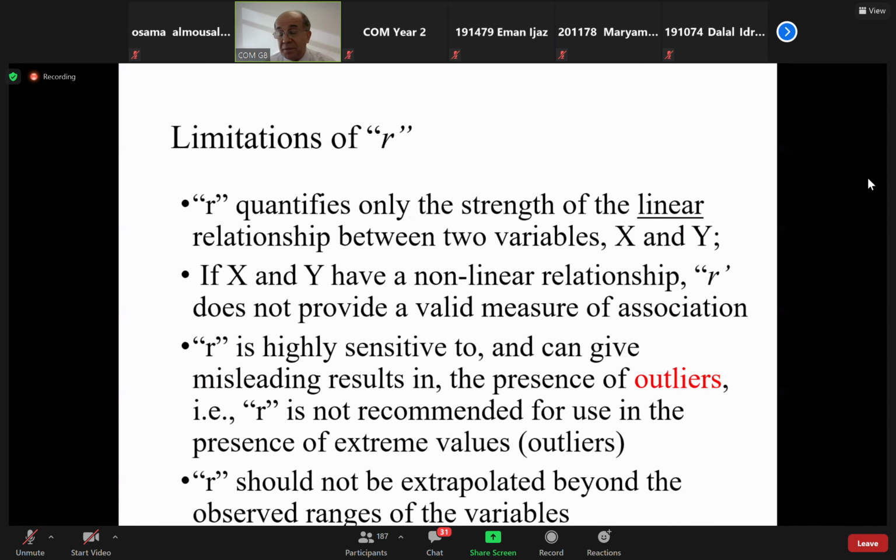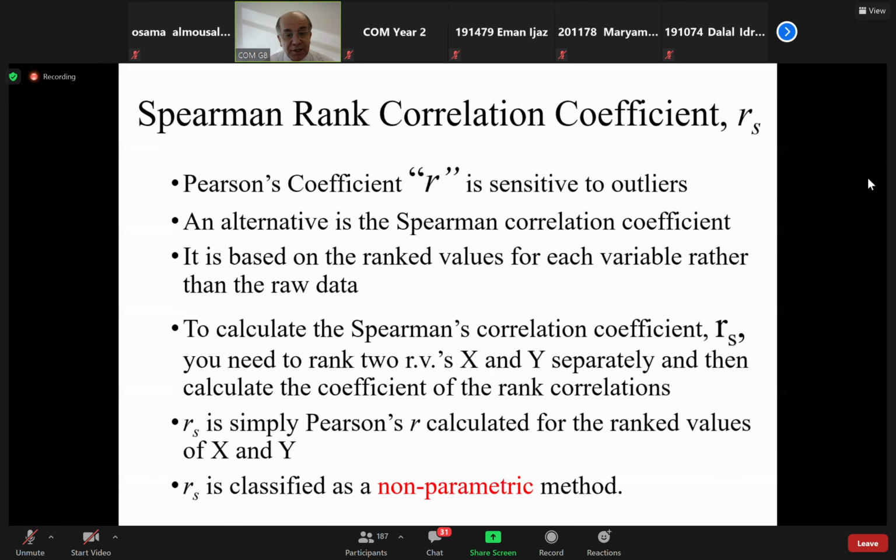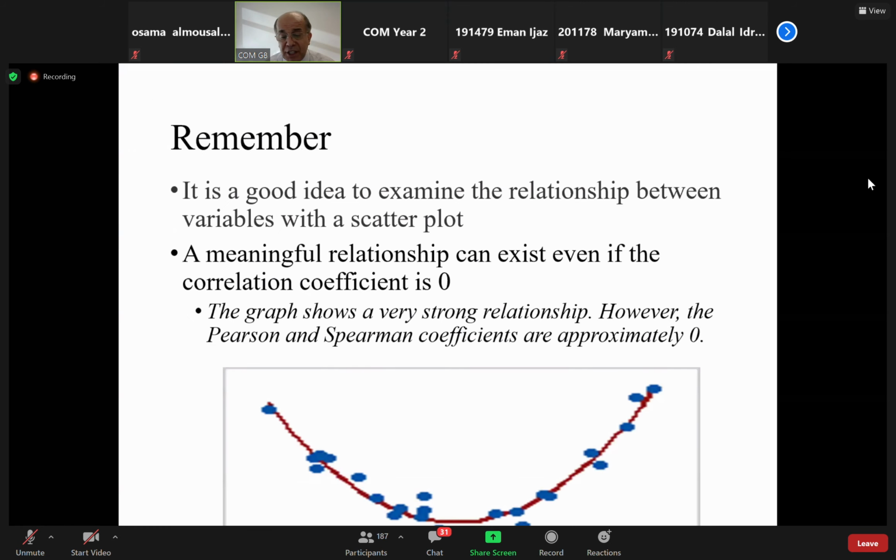Limitation, again: r is really only for talking about linear relationships. Let me show you this. Do you think there is a relationship between these two variables, X and Y? Yes. If you start from the left here, both of them decrease up to a certain point and then increase. So there is a relationship between the two variables. We call this a curvilinear relationship, not linear.